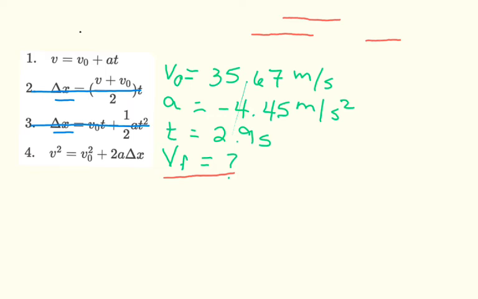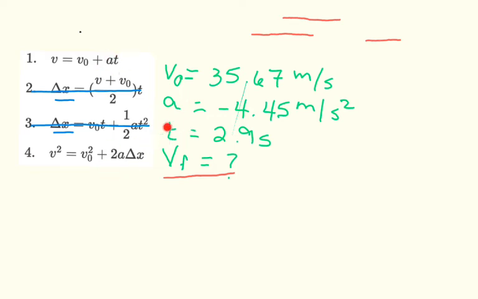Okay? Now we're down to the last two formulas, right? We're down to this formula here and this formula here. Only one of these is going to work. Now let's take a look at what we have. We have an initial velocity. This one has initial velocity, this one has initial velocity. Okay, we have acceleration, this one has acceleration, this one has acceleration.